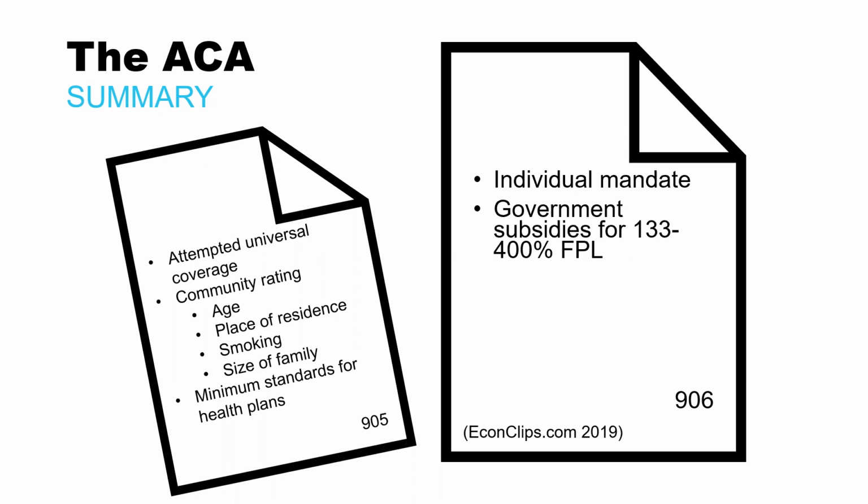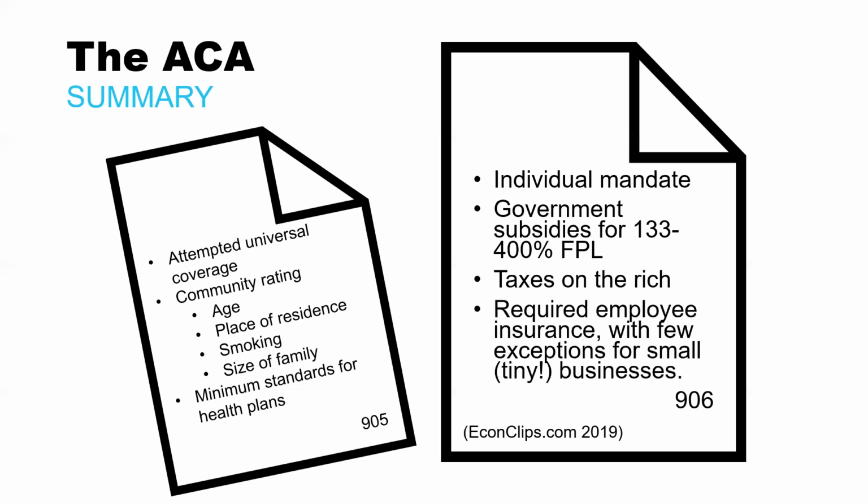And then it offered government subsidies, or basically tax credits, for anyone who made within 133 to 400% of the federal poverty line. And then because of that, it increased taxes on the rich, and required employee insurance. We'll talk more about the federal poverty line in the next slide. So it required employee insurance.